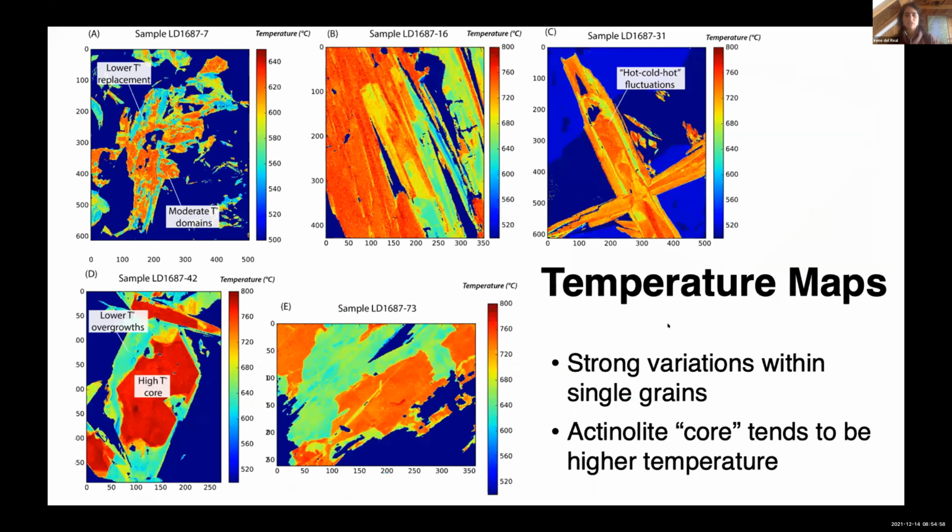So we did this for all the maps we had, and we see strong variations within single grains. I think one of the most important things here is that we did a very detailed work on the textures, so we can actually see which are the earlier textures, and we always see that the earlier textures tend to have higher temperatures than the later ones.